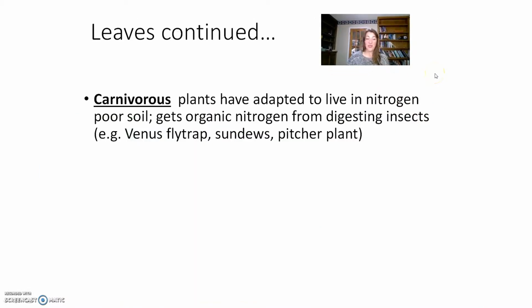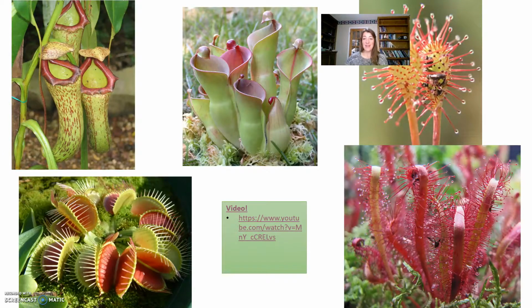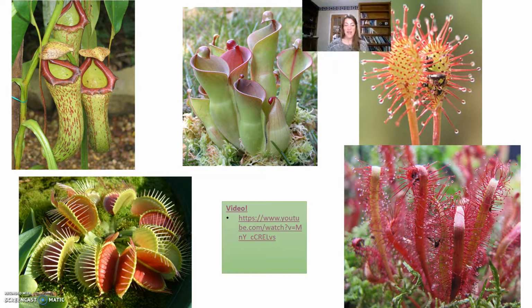Now, leaves are really cool because you have carnivorous plants that have adapted to live in nitrogen-poor soils. The only way that they can get their organic nitrogen is from digesting insects. So we have the Venus flytrap, sundews, pitcher plants, pretty amazing plants out there in the world that know how to essentially eat animals. Here are some pictures, the Venus flytrap here, and here is the African sundew plant. Here's a cool video I want you guys to watch on your own time. I will attach it when I post my PowerPoint, so you'll have it.